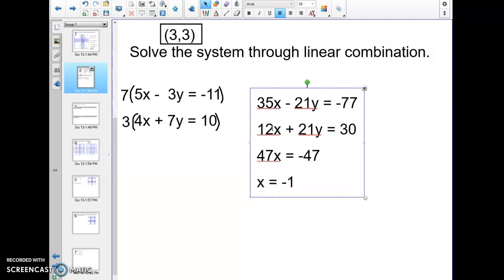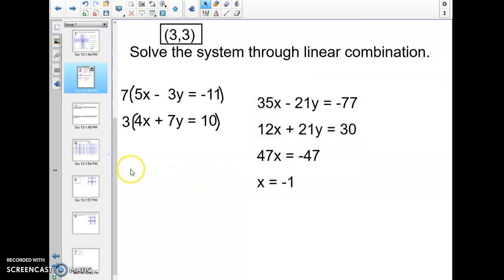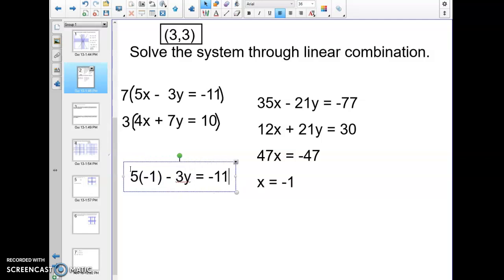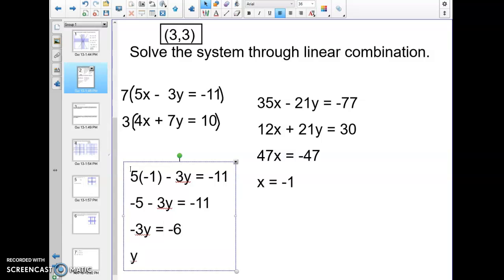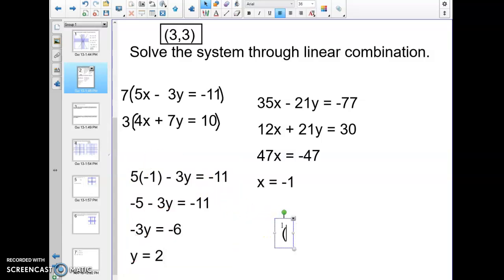And my x equals negative 1. Now I need to place it into an original. 5 times negative 1 minus 3y equals negative 11. Negative 5 minus 3y equals negative 11. I'm going to add 5 to both sides, and I'm going to get negative 3y equals negative 6. And now I divide both sides by negative 3, and my y equals 2. So my answer here is going to be (negative 1, 2).